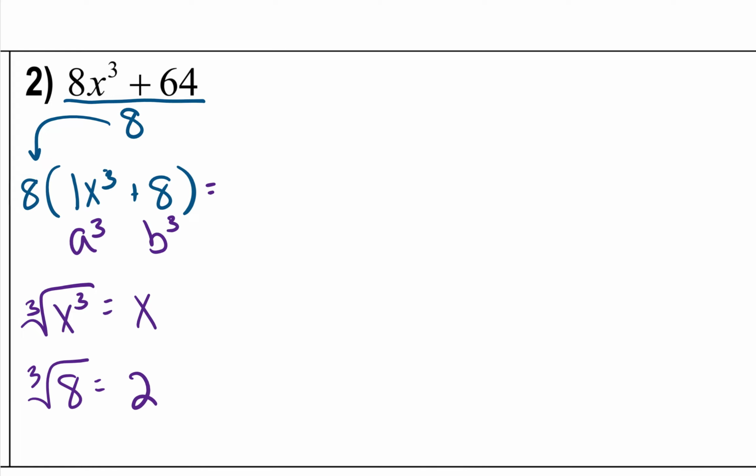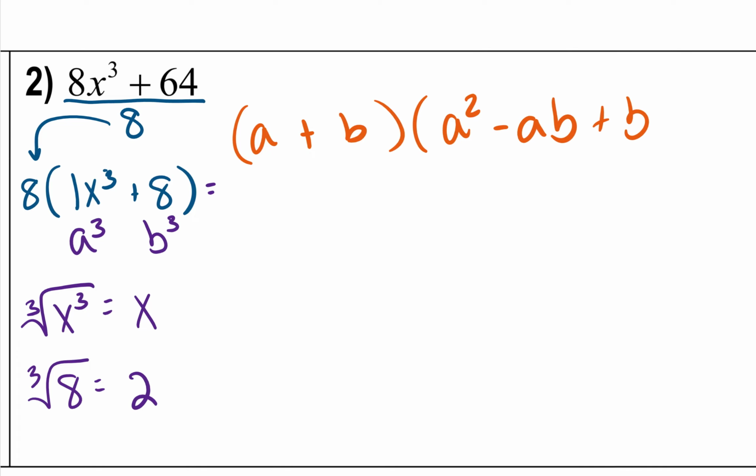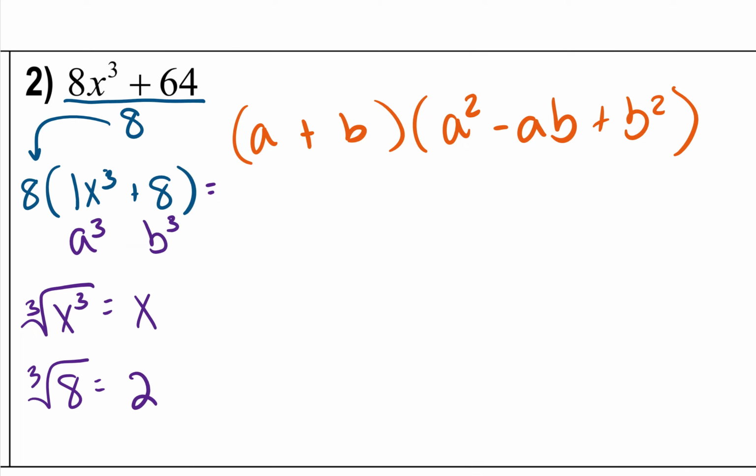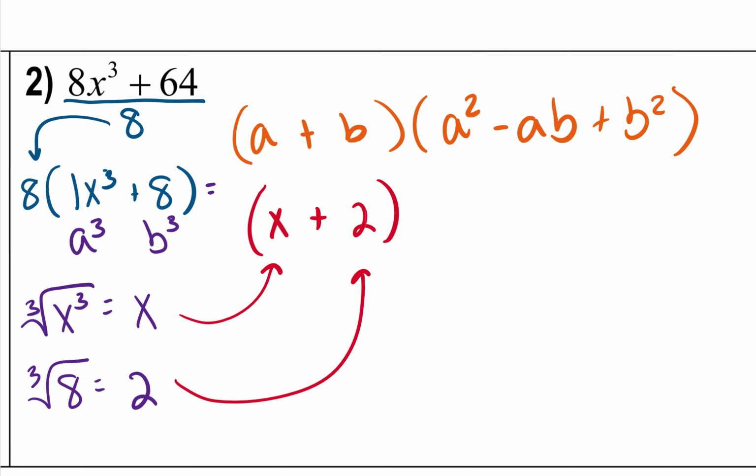So let's write the formula real quick again. If you don't want to do this, you don't have to. I just know it helps a lot of people, so I do it for them. But do whatever you need to do for you. Alright, so a is my first one, that goes first, so x, plus b is my second one, that's 2.